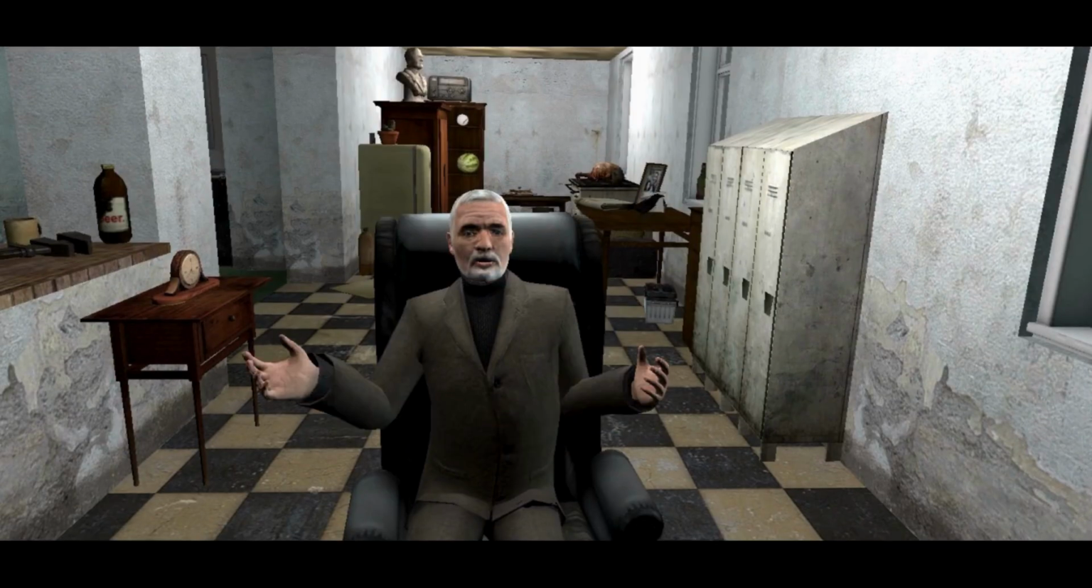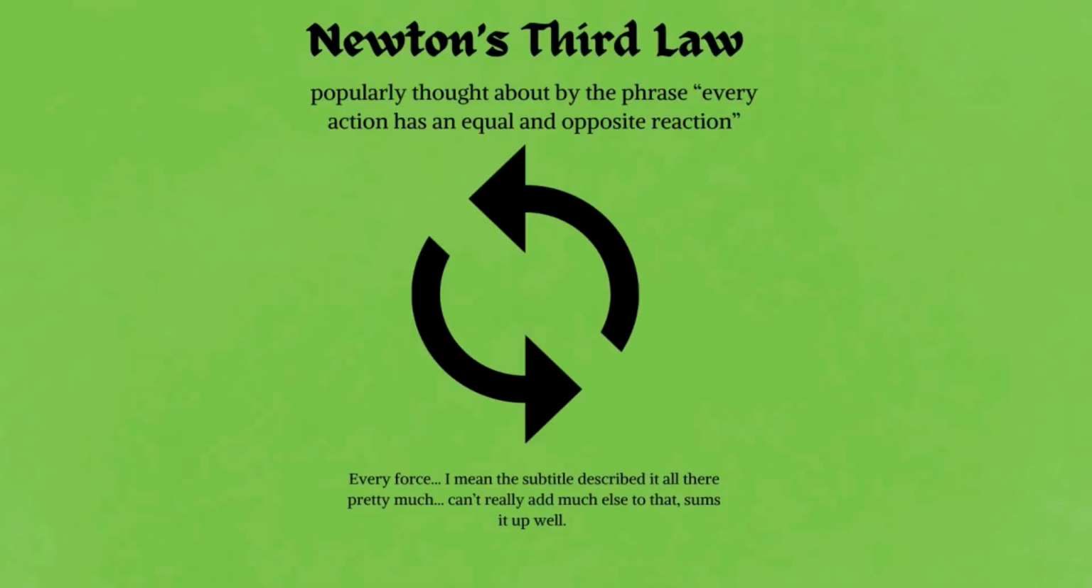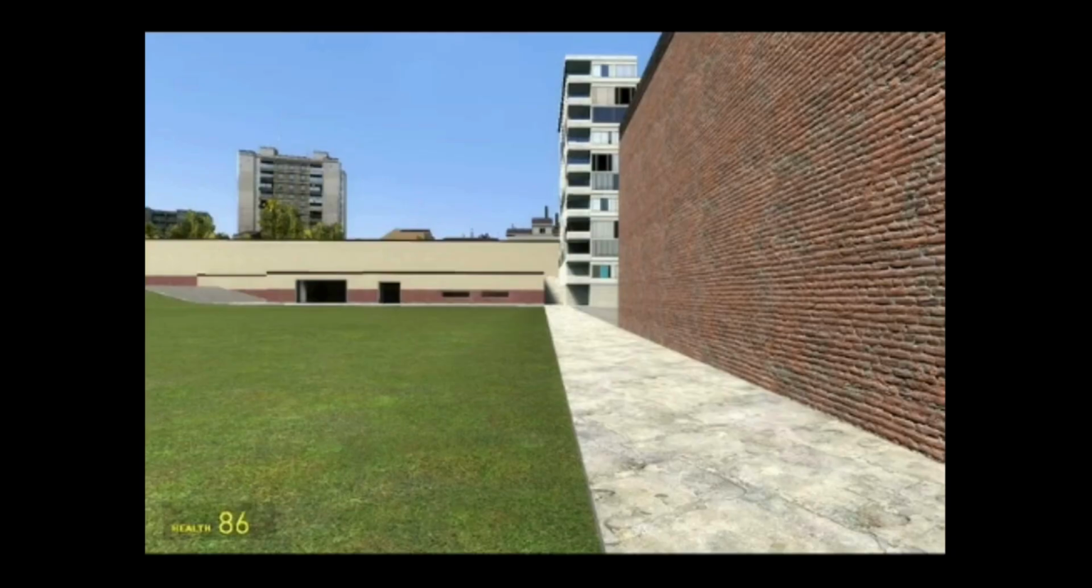Now, we finally get to the last law, Newton's third law of motion, most well known by the phrase, "For every action, there must be an equal and opposite reaction." Within every interaction, we can see this law time and time again. Here we see an example of Newton's third law.